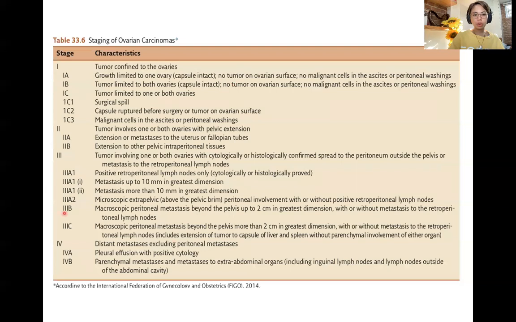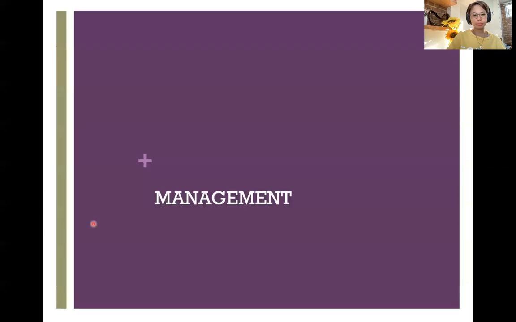So in your book, you can look at this. That's why I said, if you already appreciate omental caking, microscopic peritoneal metastasis more than 2 cm in greatest dimension, that's automatic. You don't have to measure the ovary and so on. It's already stage 3C.